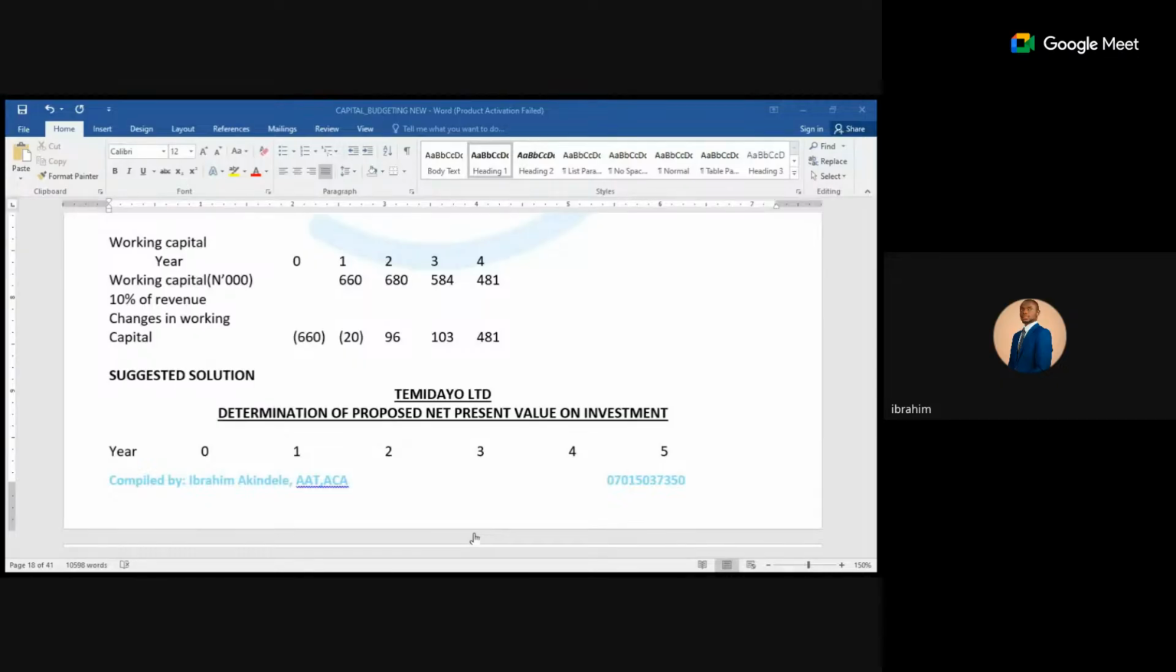Class, it is not magical. When you incur a working capital at year 0 of a project, at the end of the year you have to recoup your investment. That is the reason why 96 becomes an inflow, 93 becomes an inflow, 94 becomes an inflow. In year 1, you have spent 20. When you minus the 20, you have your 660 that you use as working capital to finance the project.